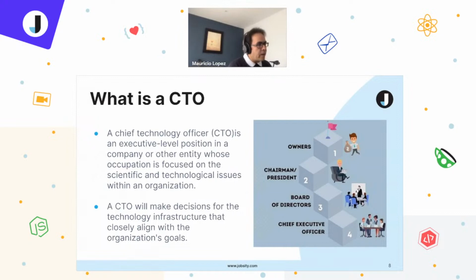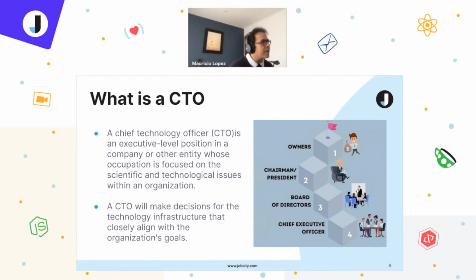A chief technology officer, CTO, is an executive level position in a company or other entity, could be an NGO as well, whose occupation is focused on scientific and technological issues within an organization. Something extra, a CTO will make decisions for the technology infrastructure that closely align with the organization goals.